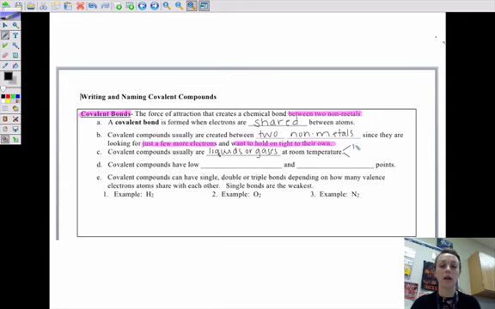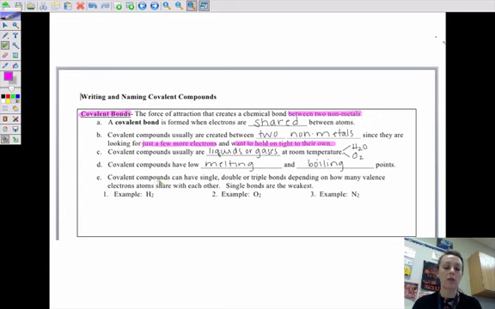So for example, H2O, water at room temperature, is a liquid. We have two nonmetals bonded to each other. Or even O2, or breathable oxygen, is a gas, and it's two nonmetals bonded together. Covalent compounds usually have low melting and boiling points. Water's melting point is 0 degrees Celsius and boiling point is at 100 degrees Celsius, which is fairly low compared to other compounds.